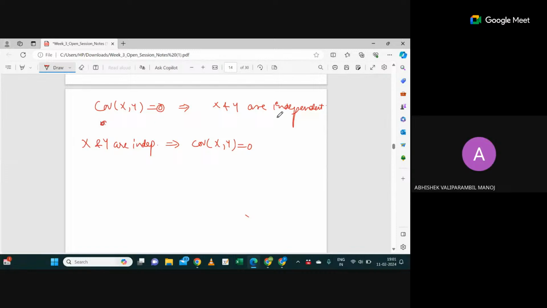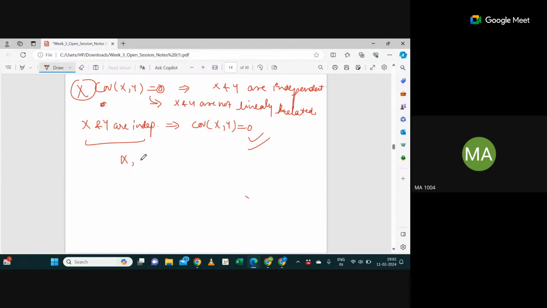Okay, let me clarify first. The second one is correct, the first one is wrong. Because if X and Y are independent, meaning there is no relation, then covariance will be 0. If covariance is 0, I can only say X and Y are not linearly related. It can be related somehow. For example, suppose Y is defined as X square, then covariance between X comma Y can be 0, but in reality these two are not independent. There is a relationship. Covariance tells us only linear association between two random variables. Is that clear?